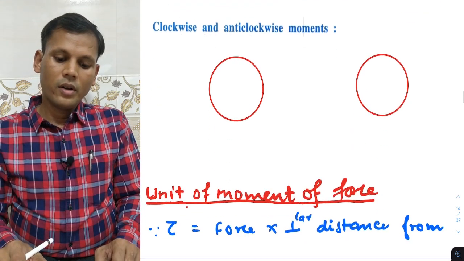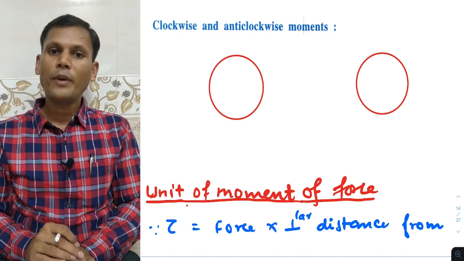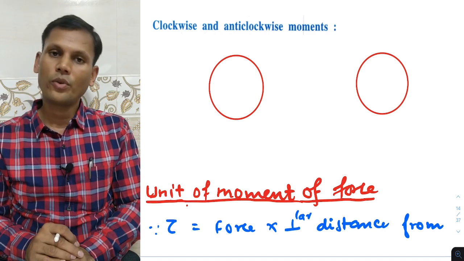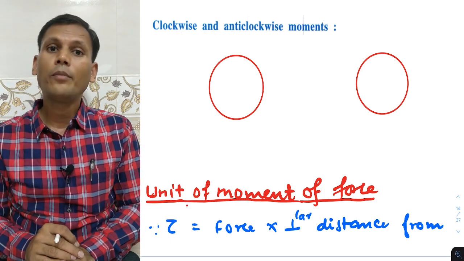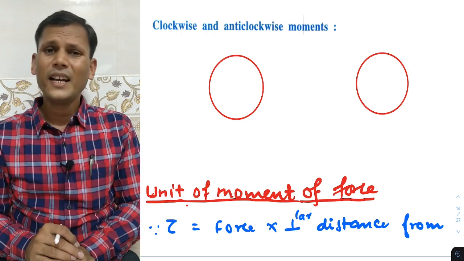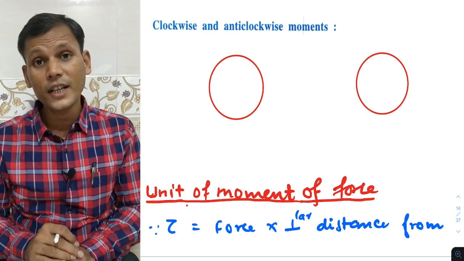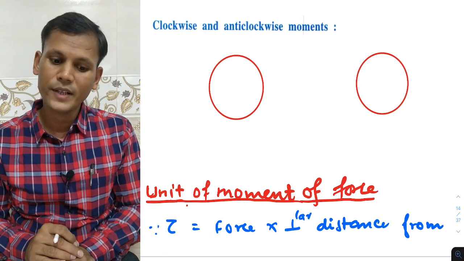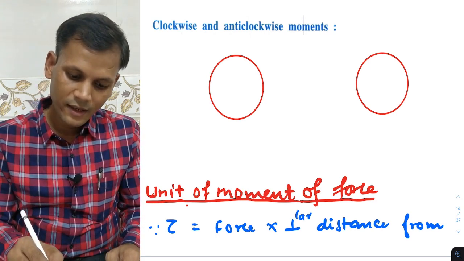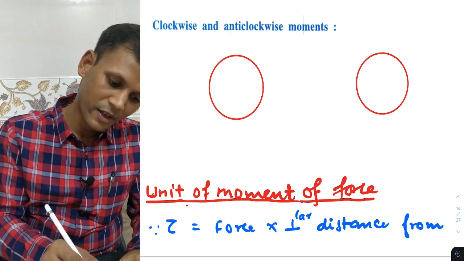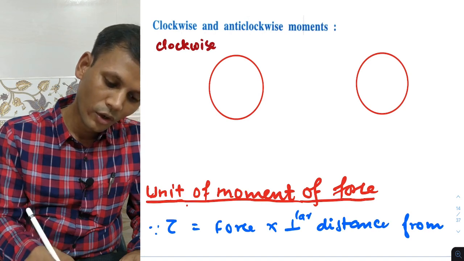Now there are two types of moments. As a moment is applied, the body starts to rotate. That we already said. And we have to remember that there is the possibility of two types of moments: one is the clockwise moment, another is the anti-clockwise moment. Now let us see the clockwise moment.